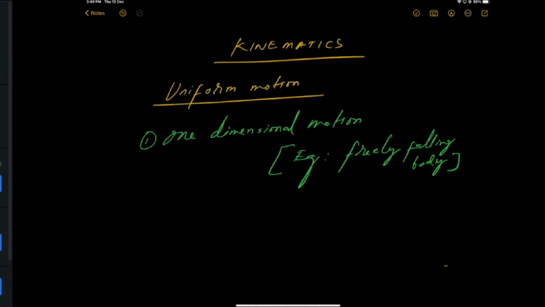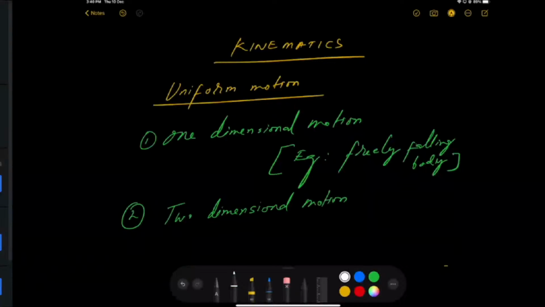This is a separate thing. Just focus on the green part. We are discussing how different kinds of motion are divided depending on the way they move in the dimensions, or in space. If they move only in one dimension, it is called one dimensional motion. The best example is any freely falling body. Second, two dimensional motion. This one dimensional motion is also called motion in a straight line.